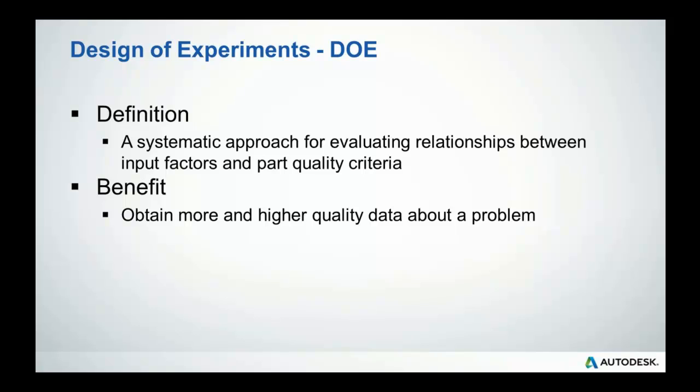So let's start with a definition. I have this tendency to want to understand the background of this. Basically, a DOE is a systematic approach to evaluating relationships between input factors and the output quality of a part. The benefit of this is that we get the ability to obtain higher quality data and more information about what our influences are in a DOE.